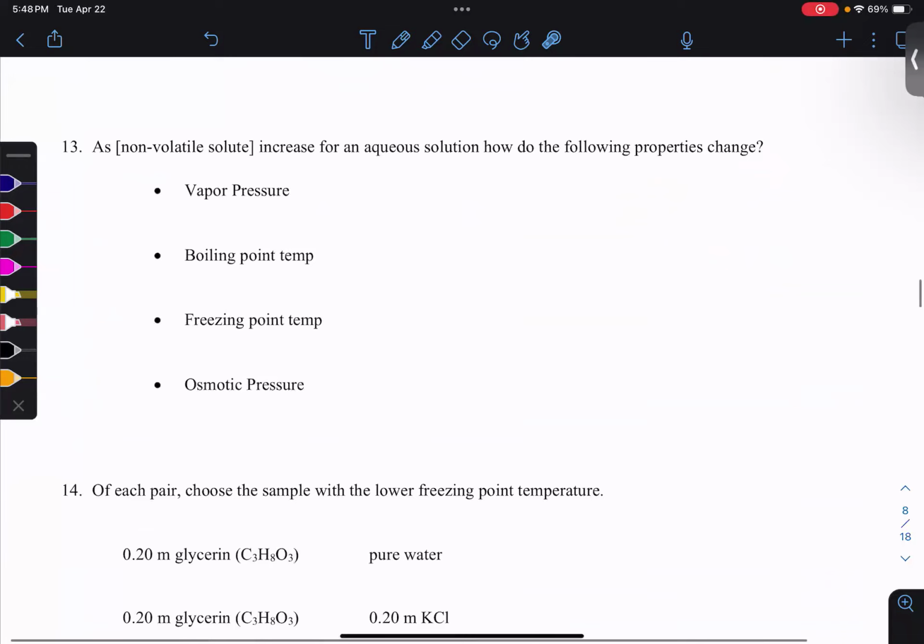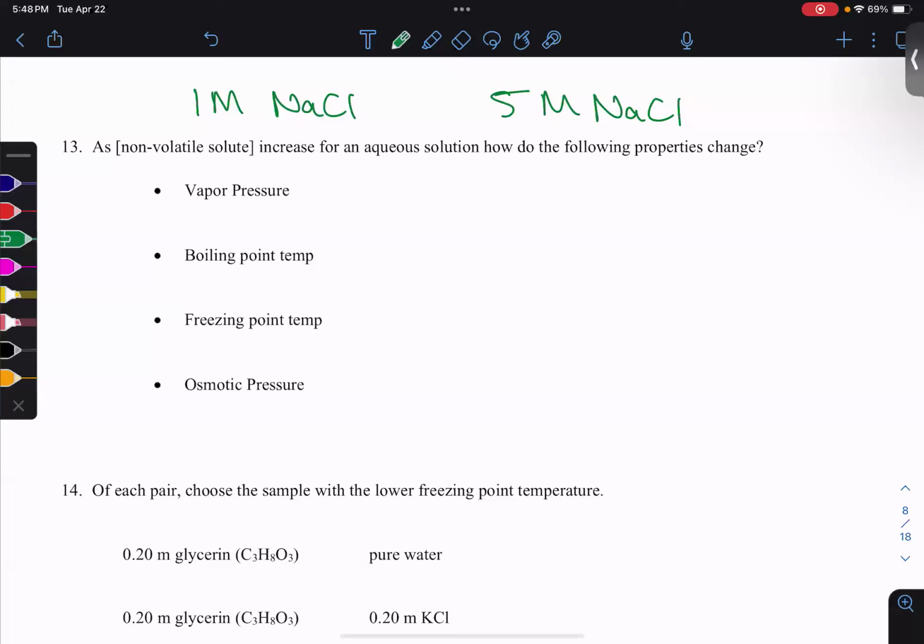All right, so we learned about solutions, making concentrations and solutions. So how do properties change as we make more concentrated solutions? Like, we can have a 1 molarity NaCl solution or a 5 molarity NaCl solution. How do these two solutions differ from one another, right? We can talk about their vapor pressure, boiling point temperature, freezing point temperature, or osmotic pressure.